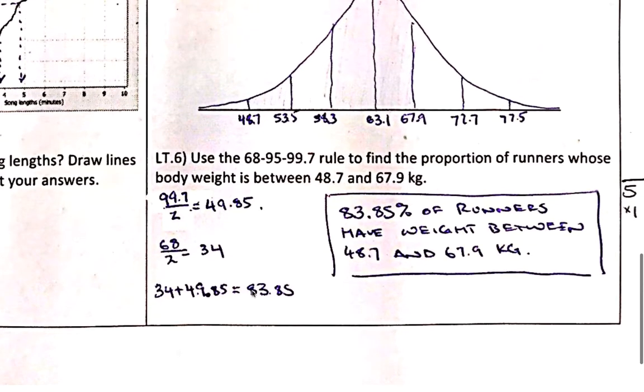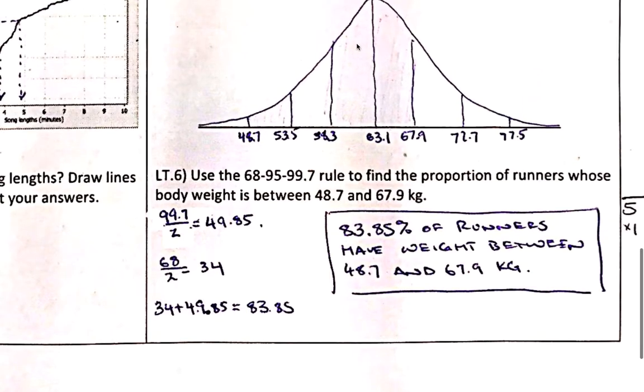For learning target 6, we can use that good old 68, 95, 99.7 rule to help us out. Finding the proportion of body weights in between 48.7 and 67.9. Notice those are in between the third standard deviation to the left and the first standard deviation to the right. My shading didn't really come through, but you can see that I shaded that area.